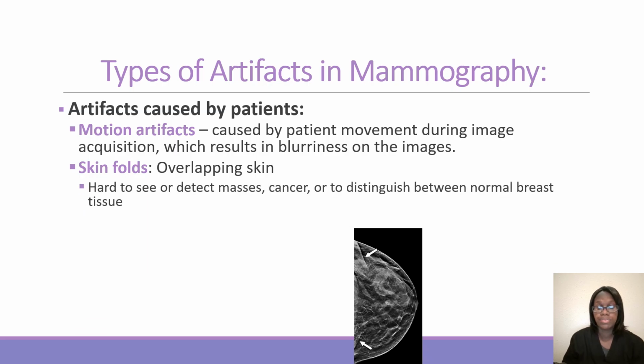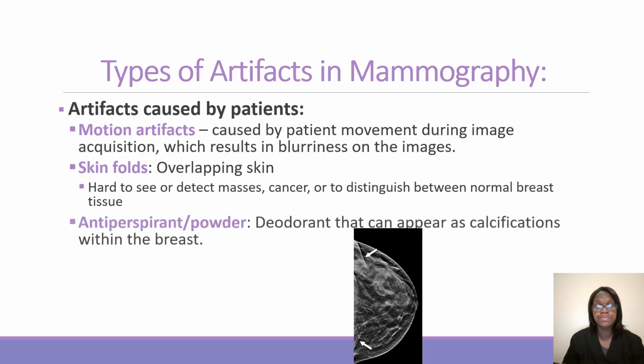So whenever you do have skin folds like this, it does make it hard to see or detect masses, cancer, or distinguish between what's normal and what's abnormal tissue in the breast. That's why it's important to look at the prior images from the previous year. If the patient has had skin folds 5 years in a row, they're probably going to have skin folds for the 6th year, so just throw in an XCCL picture if you need to.